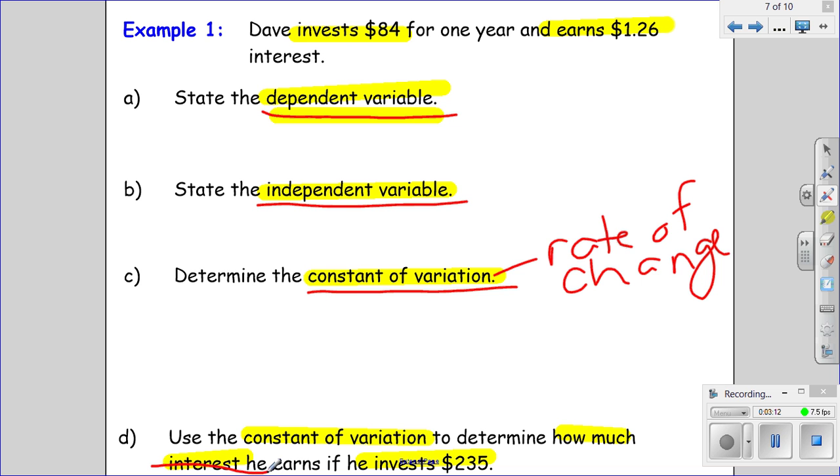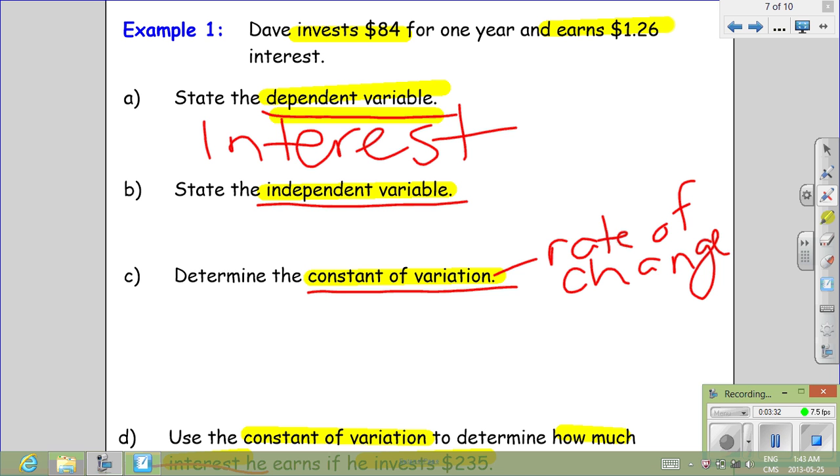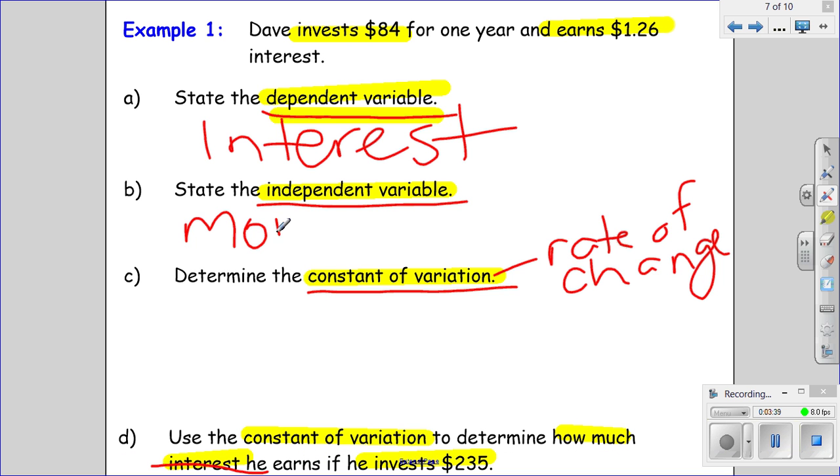We're looking for the interest. So the dependent variable, what are we calculating? We're trying to figure out interest, right? So the interest earned is a dependent variable. What would the independent variable be? The independent variable must be the money invested, because that's how we calculate our interest. We invest our money and then the interest is based on that.